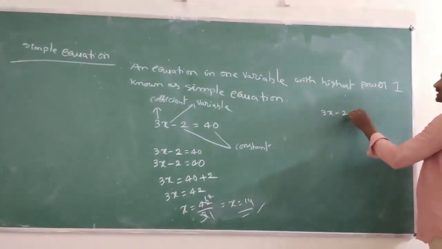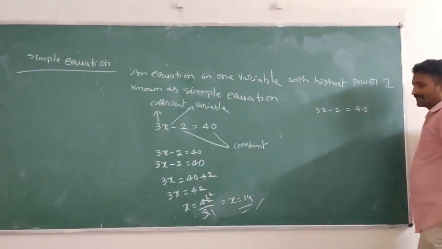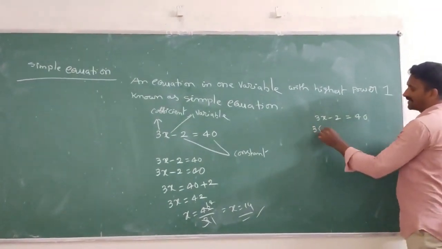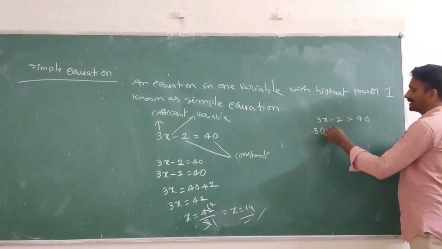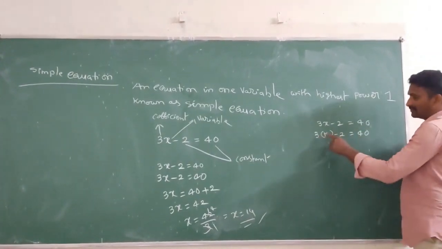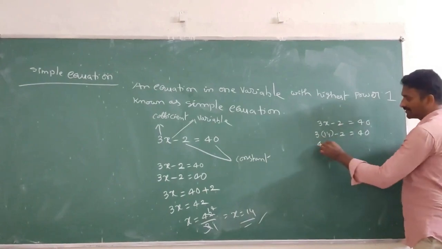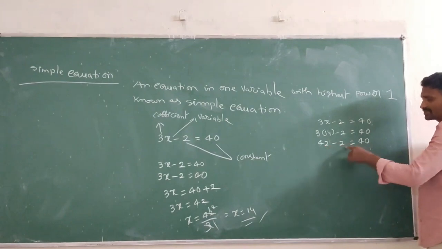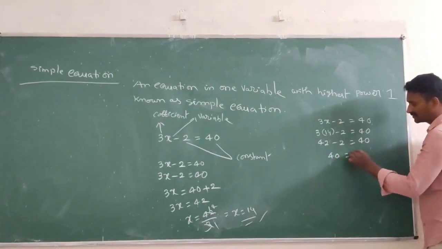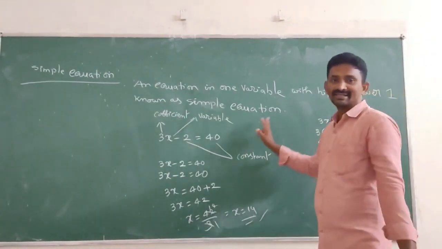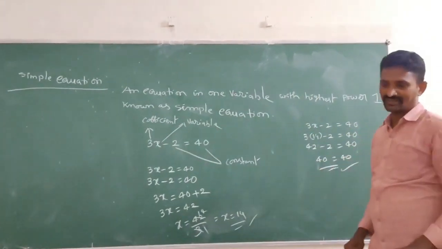3x minus 2 equal to 40. We found the x value is 14. Substitute the x value: 3 times 14 minus 2 equal to 40. 3 fourteens are 42, 42 minus 2 is 40, equal to 40. This is the solution, or root, of the equation.